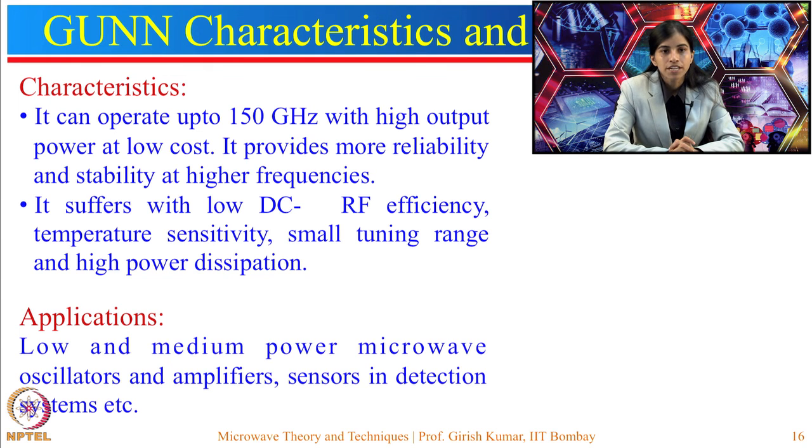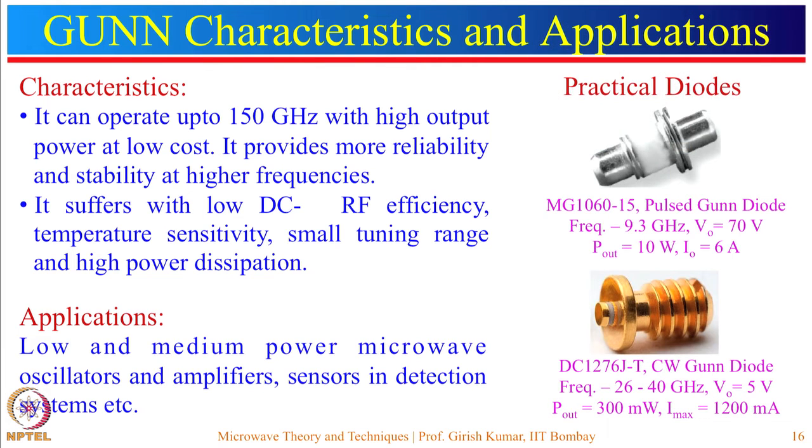Now, if I talk about the applications, these diodes can be used as low and medium power microwave oscillators and amplifiers. They can also be used as sensors in detection systems. Here I have included two practical diodes. This one is the pulse diode and provides relatively high output power, and it is designed in the X band. The output power for this case is 10 watt. This other one is a continuous wave diode designed for the Ka band. The output power for this diode is 300 milliwatt, which is considered a medium power GUNN diode.